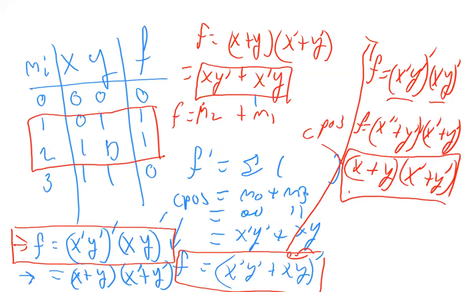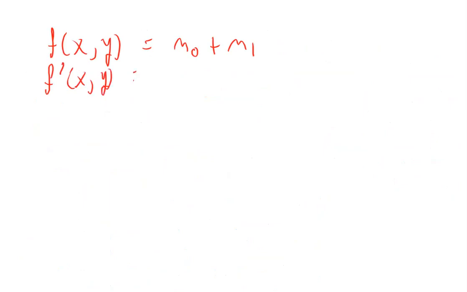Now who's confused? Nobody? That's good. Let's try another example. f of x comma y is equal to m0 or m1. Find f prime of x comma y in canonical sum of products shorthand notation. What are the indices? Mariana, you want to take a stab at it? Would it be m of 2 and m of 3? Sounds good to me. So in other words, with 2 bits, you get to go 0, 1, 2, 3.